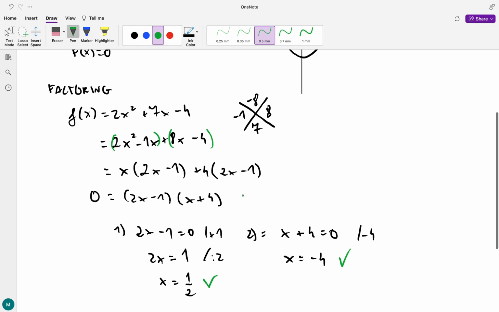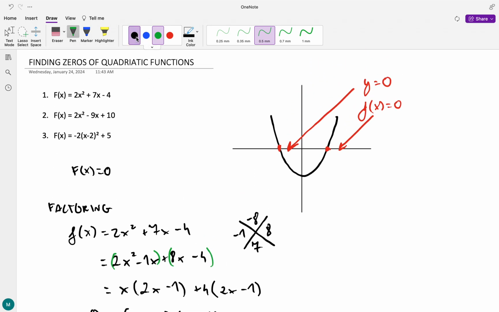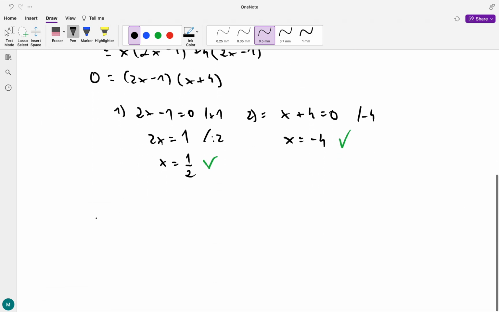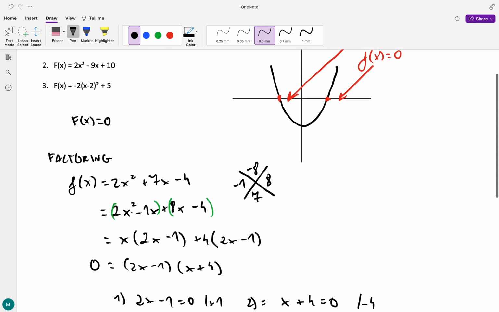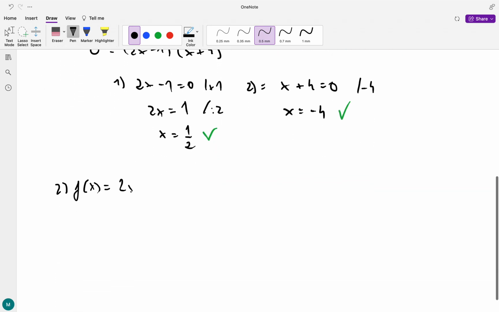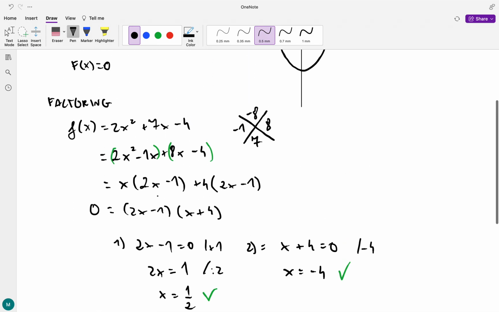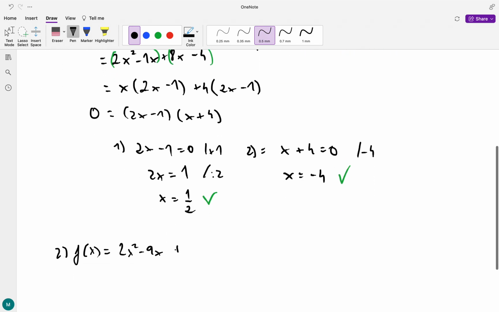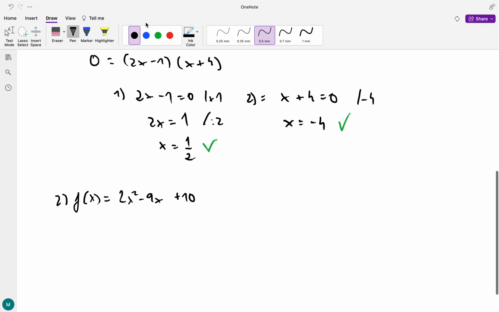In the second case, we are going to use the quadratic formula that a lot of students dislike because it involves a lot of calculations. But for a person like me, who absolutely despises factoring, the quadratic formula is the way to go. So let's copy our function first. In the second example, f of x is equal to 2x squared minus 9x plus 10. Okay, so let me remind you of the quadratic formula.